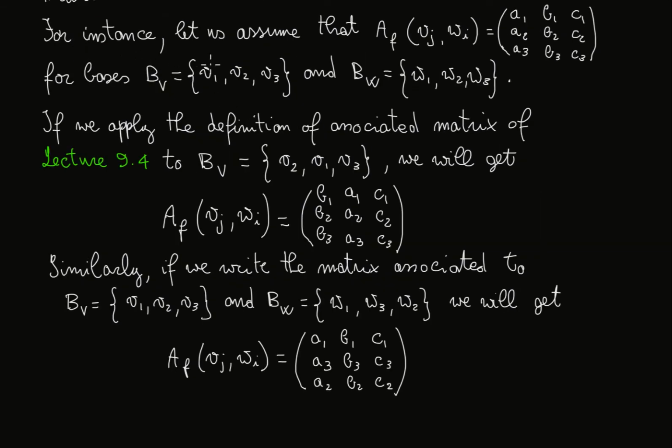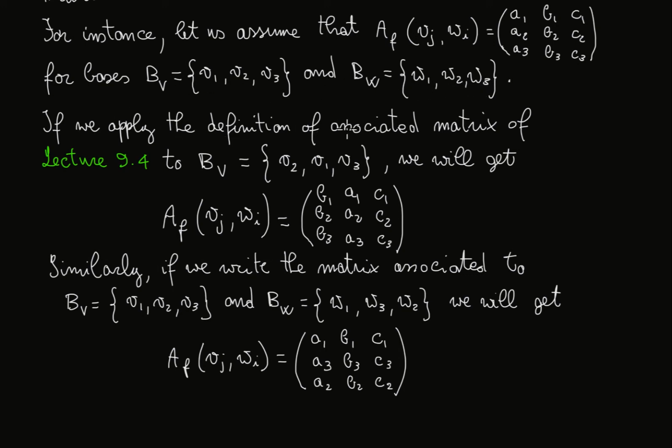For instance, let us assume that the associated matrix of F with respect to 2 bases Vj of the domain and Wi of the codomain is the following, with the following entries: A1, A2, A3, B1, B2, B3, and C1, C2, C3. For bases BV, V1, V2, V3, and BW, W1, W2, W3.